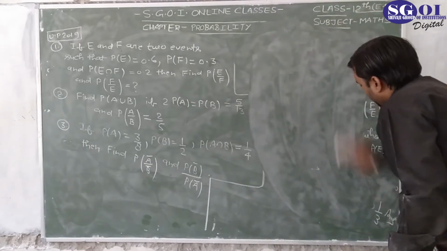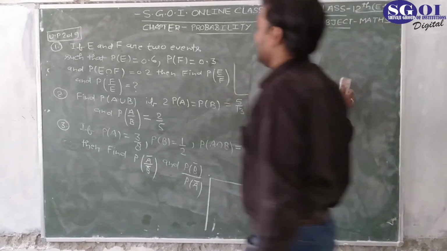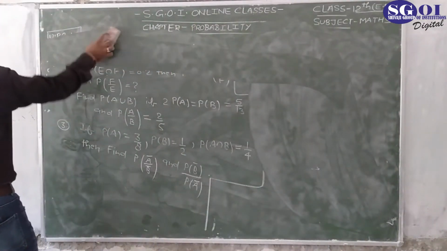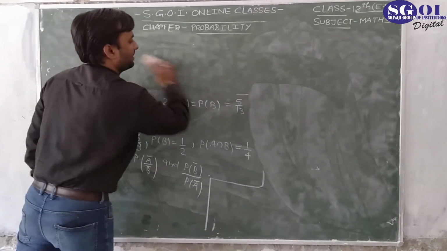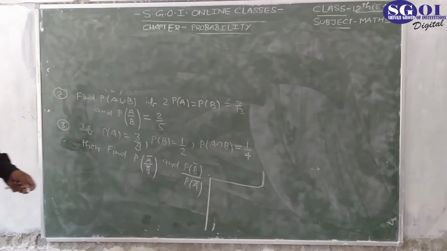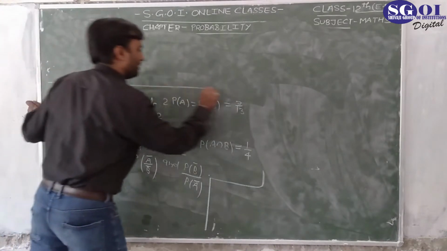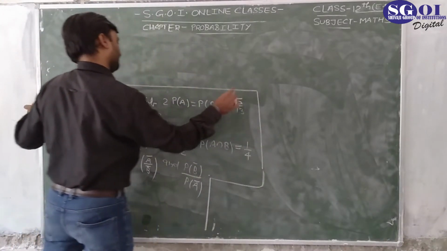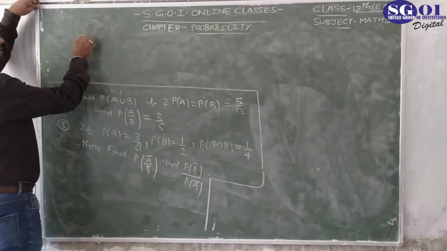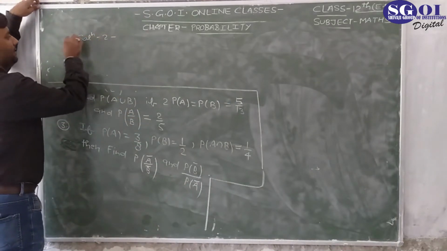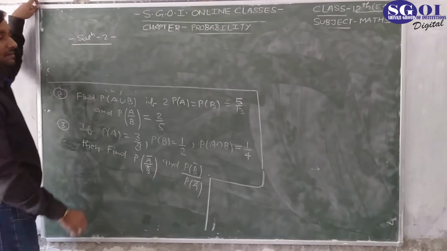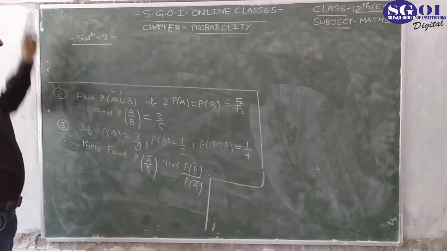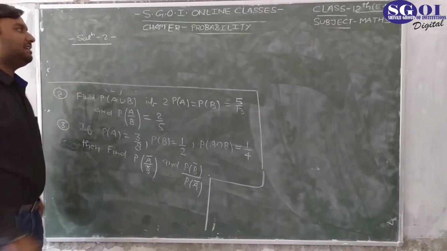Now I will solve the second problem. What is the second problem? Now we will read the second problem. Solution of second problem. Read all the problems of probability carefully. We have to find probability A union B.